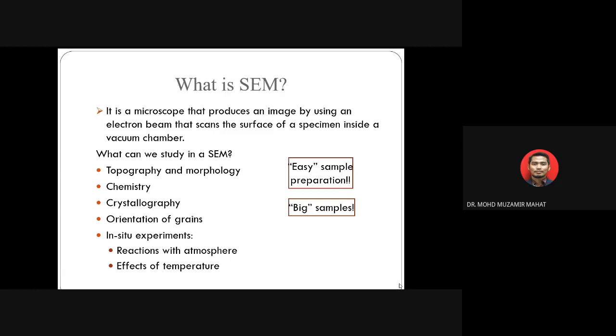What can we actually get from SEM, or what sort of investigation can we do? Number one, we'll be able to get some information on the topography and morphology of a sample, and some chemistry of it, in which possibly we can see that there is a difference of element due to different morphology. Then it has to be combined with EDX, which is the energy dispersive X-ray component. We can also see the crystallography, orientation of grains.